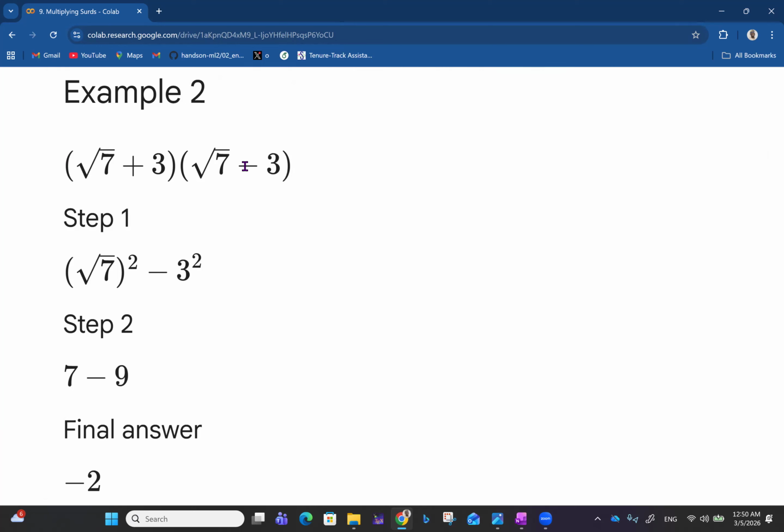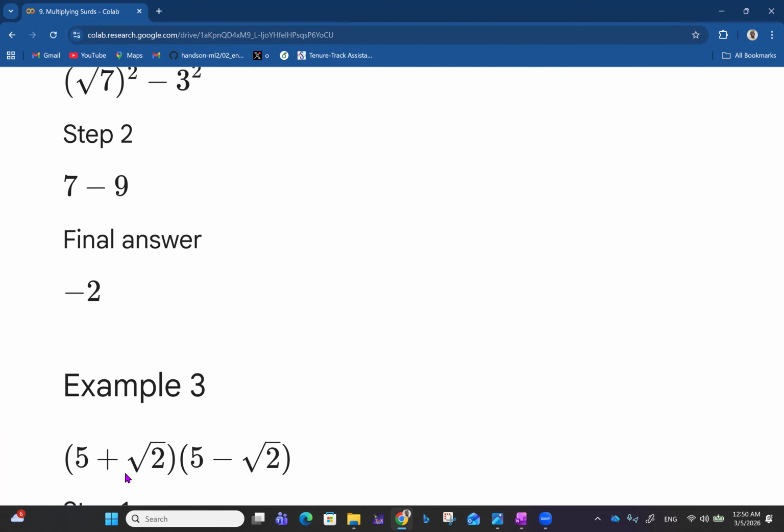Root 7 plus 3 into root 7 minus 3. Once you identify that the two numbers are the same, but one sign is plus, the other is minus, whether minus first or plus first, it doesn't matter. As far as they have the same numbers with plus minus or minus plus, you're good. So just say root 7 squared minus 3 squared. Root 7 squared is 7, 3 squared is 9. So 7 minus 9 is minus 2.